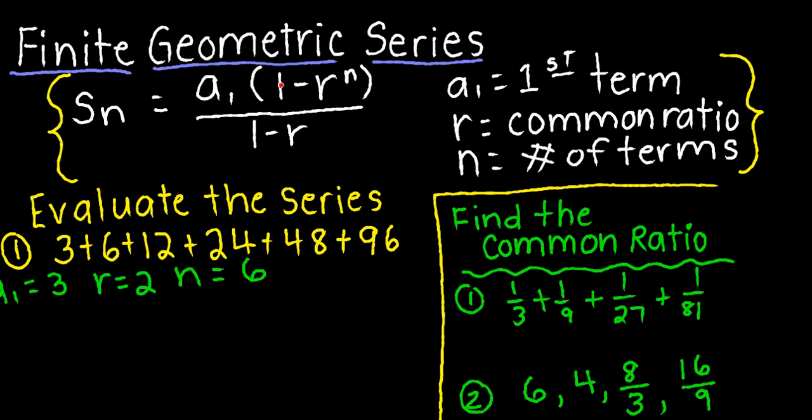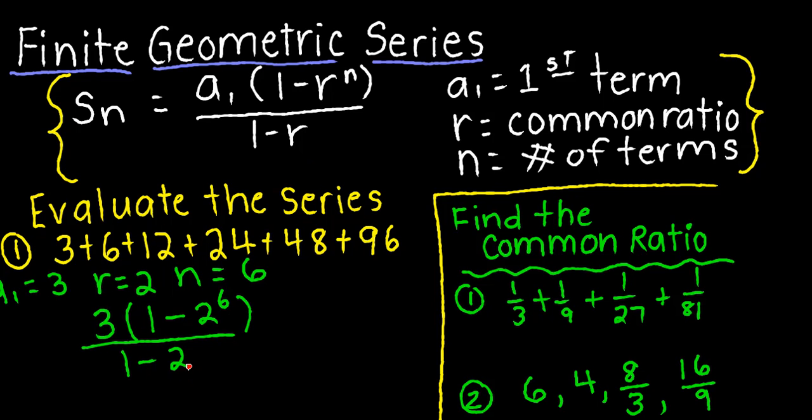I'm going to fill in this entire expression with the numbers. So I'm going to have 3 for my A1, and then open parentheses. I'm going to have the number 1 minus my ratio, which is 2, all over 1 minus my ratio, which is 2. Oh, I think I forgot something. I did forget something. I didn't leave any room for my exponent. So I need to have the n right up here.